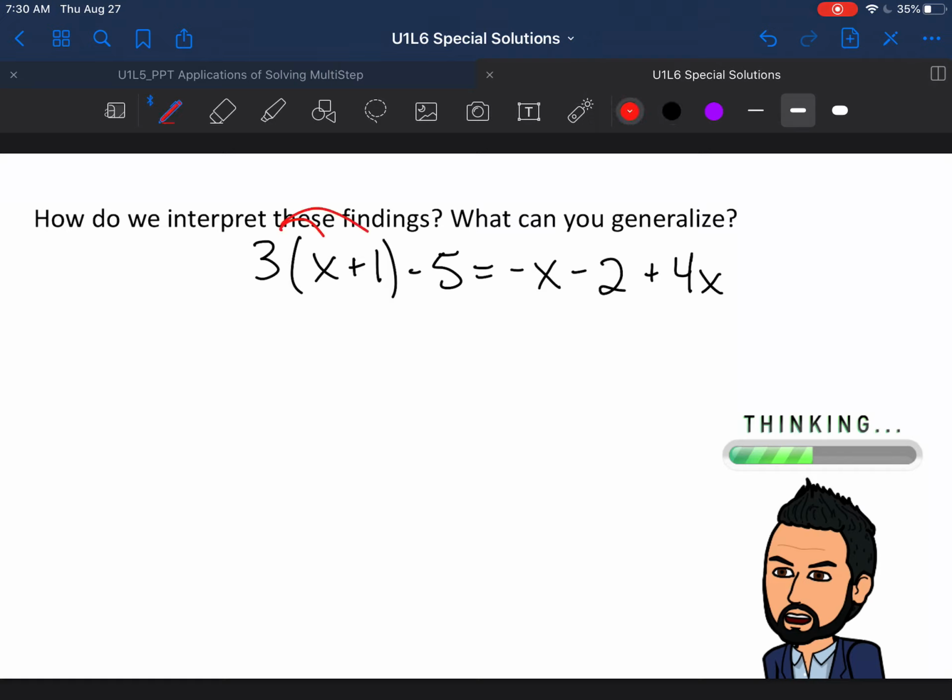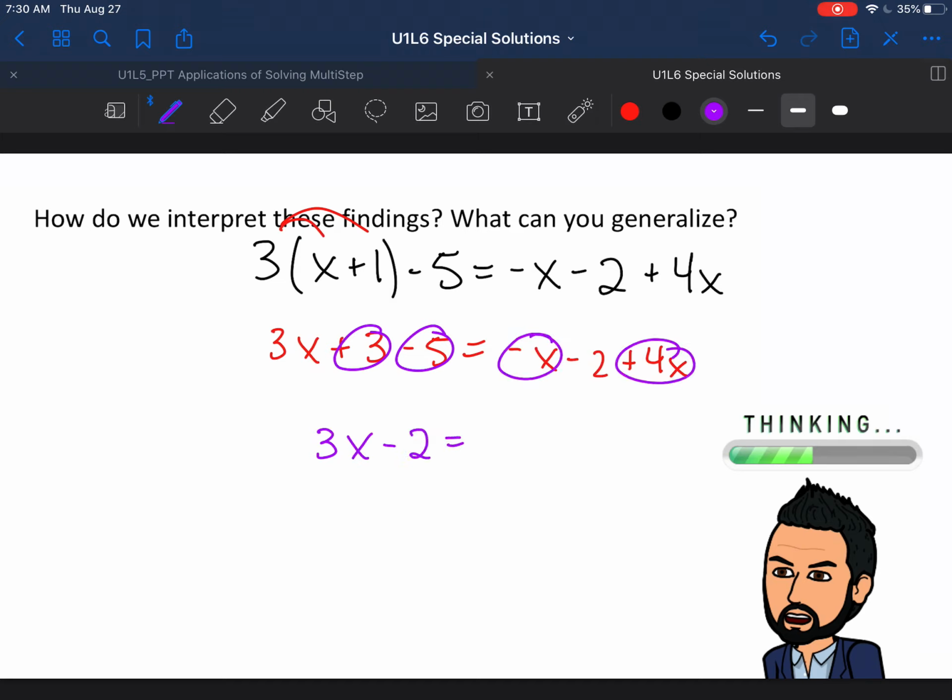When we solve, I'm first going to distribute to get 3x plus 3 minus 5 equals negative x minus 2 plus 4x. From here, if we combine our like terms, I can combine a 3 and negative 5 to make negative 2. I can combine negative x and 4x to make a 3x, and then bring down that negative 2.